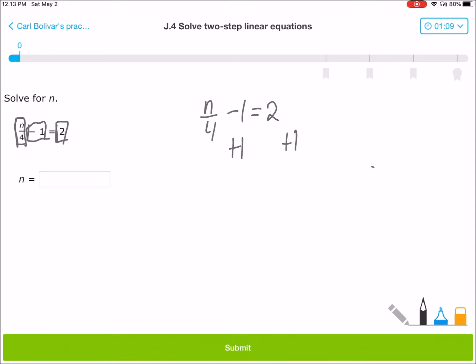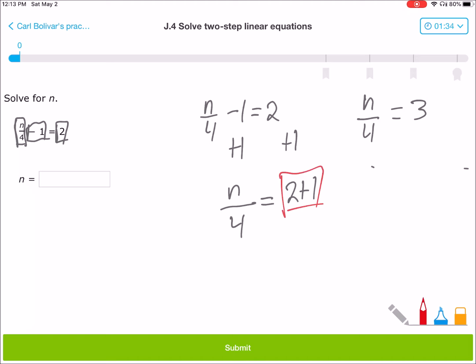So then this would be n/4 is equal to 2 plus 1. Alright? So now, what I like to do next is simplify this. So let's simplify, shall we? This would be n/4 is equal to 3.